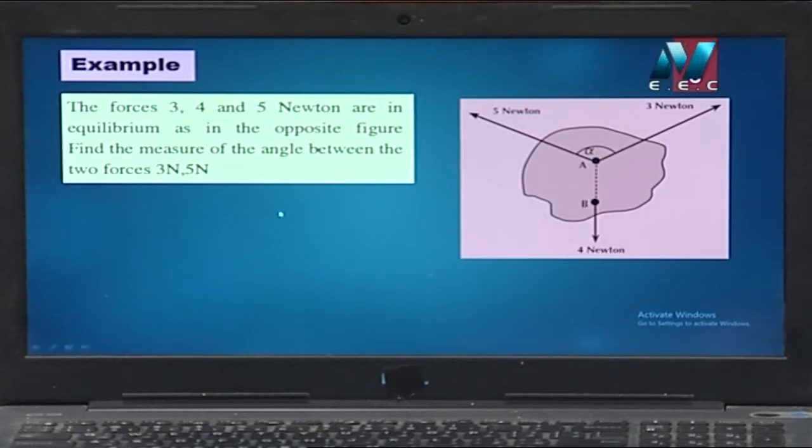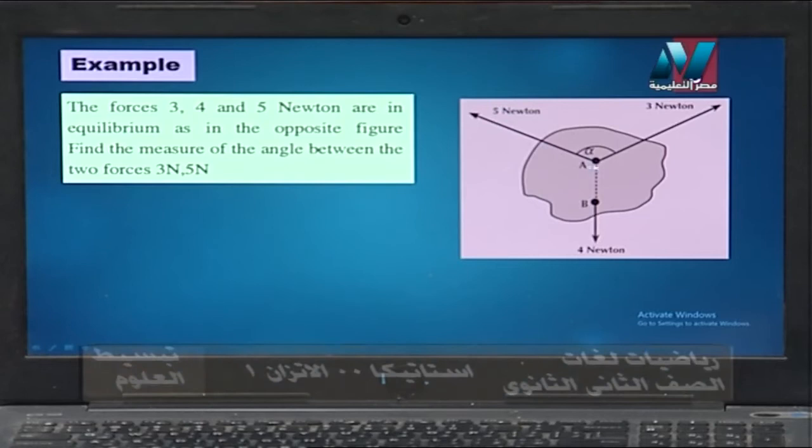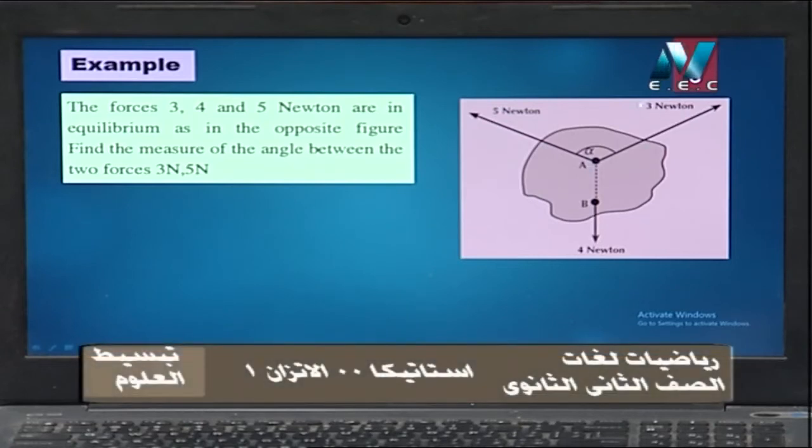We have here, my dear students, a force acting on this body, and its magnitude is 5. We have another one, which is 3 Newton, and they act on the point here, A, or the body A, and we have another one equal to 4 Newton. And we would like to find alpha. Alpha is the angle between 5 Newton and 3 Newton.